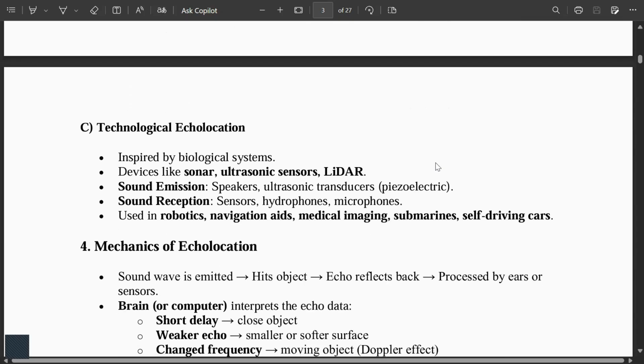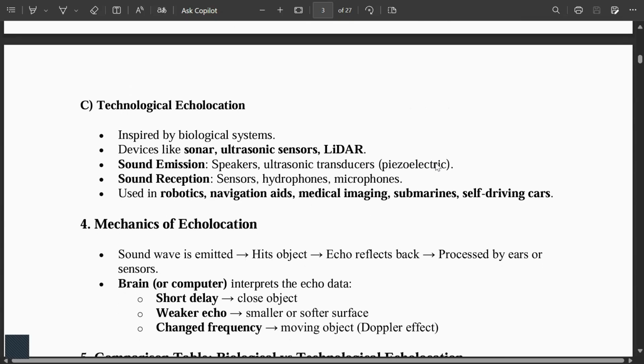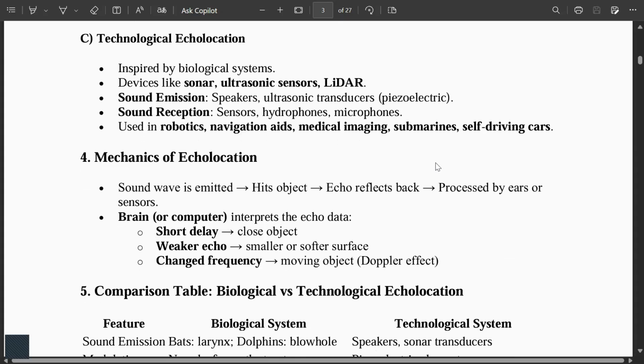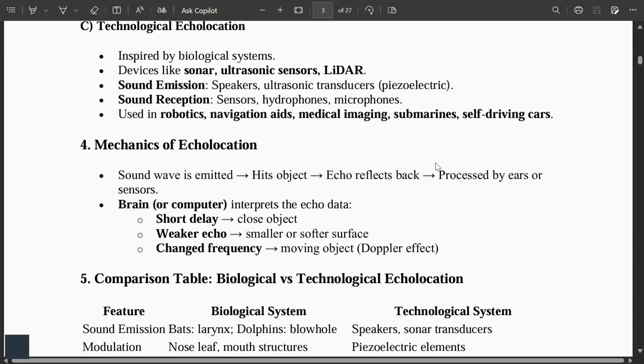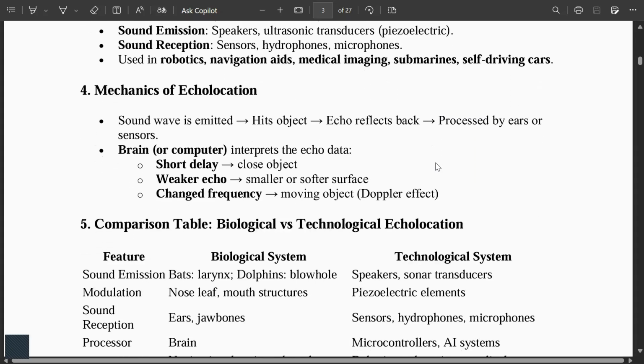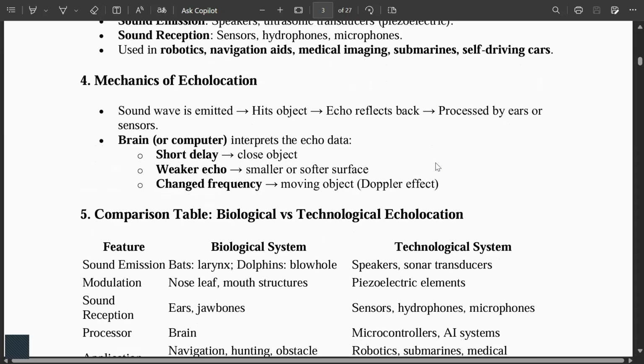Technological echolocation is inspired by biological echolocation. We use devices like sonar, ultrasonic sensor, lidar. Sound emission is done by the speakers and reception is done by the microphone or the sensors. This is used in robotics and navigation aids, medical imaging and submarines, and self-driving cars. Mechanics of echolocation: a sound wave is emitted, hits the object, the echo reflects back, and it is processed by the ear or the sensor. Now the brain, or you can say the computer, interprets the echo.